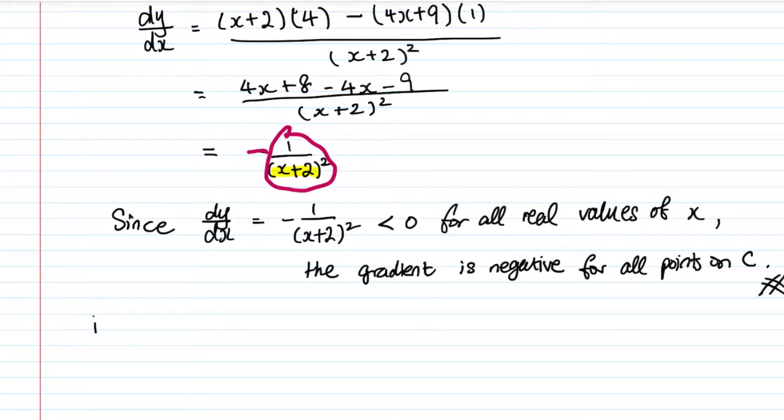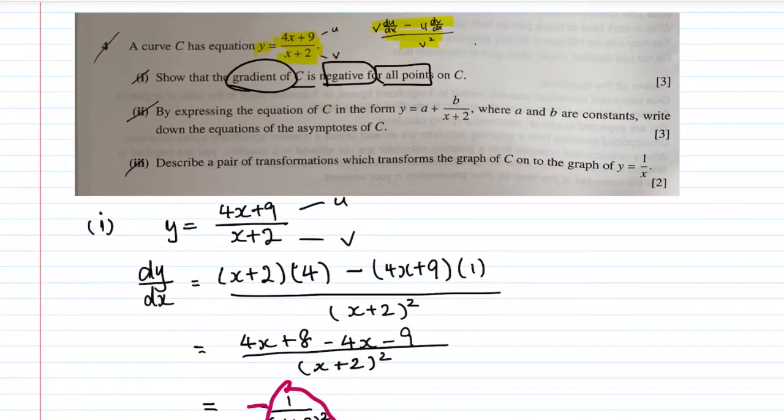Part 2. Also a very simple part. By expressing the equation of C in the form y equals a plus b over x plus 2, where a and b are constants, write down the equations of the asymptotes of C. This one is a question that you need to learn how to answer.